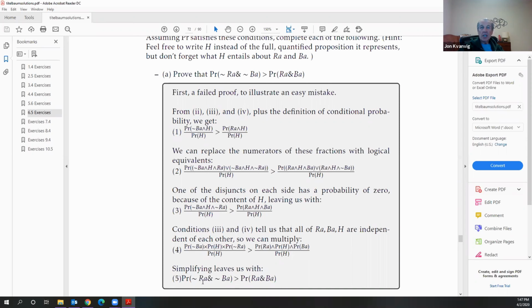Simplifying, that leaves us with the probability of not RA times the probability of not BA. So now I'm going back from the multiplication problem to the conjunction. So the probability of not RA and not BA is greater than the probability of RA and BA, which is just what we were supposed to prove.